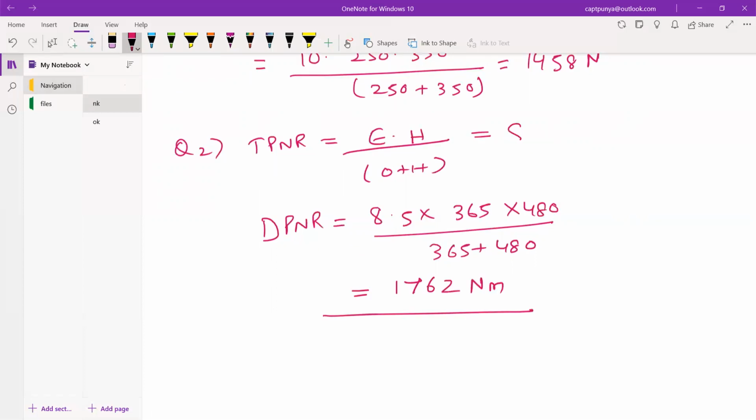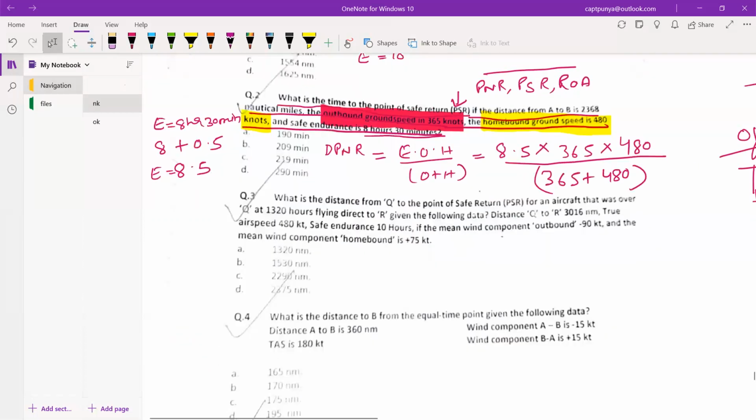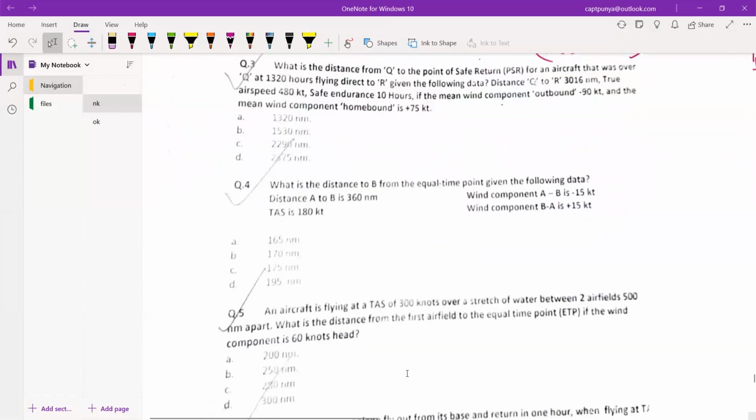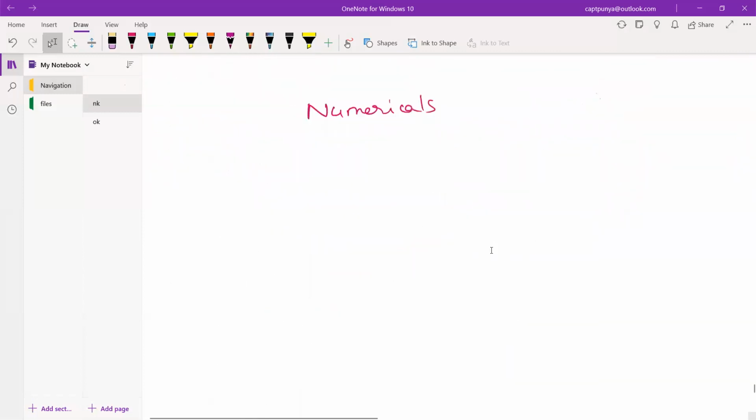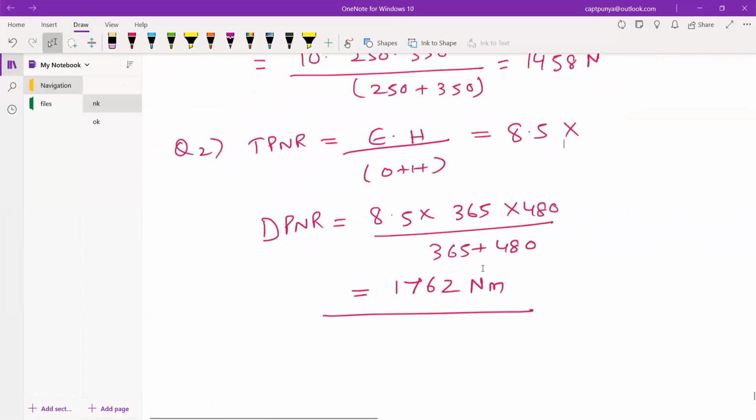So इसमें कितना था? Endurance था अपना 8.5. अच्छा, homebound E into O into H. तो H जो थी homebound ground speed. Let us check homebound ground speed कितनी थी? Homebound ground speed was 480 knots, right? तो मैंने यहाँ ले लिया 480 नॉट्स. सो मैं आपको दोनों तरीके से करके दिखा देता हूँ. 480 नॉट्स और ये कितना हो गया 480 प्लस 365. तो यहाँ से आपका टाइम आ जाएगा. तो लेट जस्ट सॉल्व इट फर्स्ट.